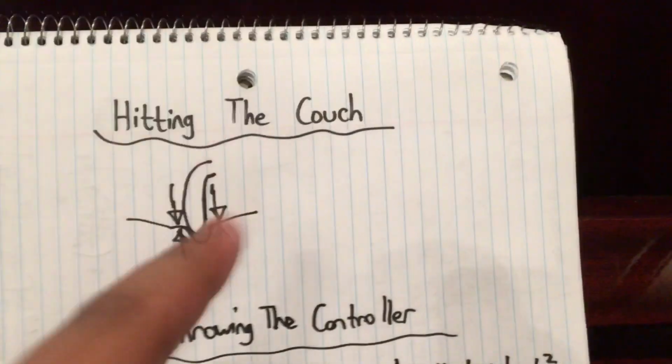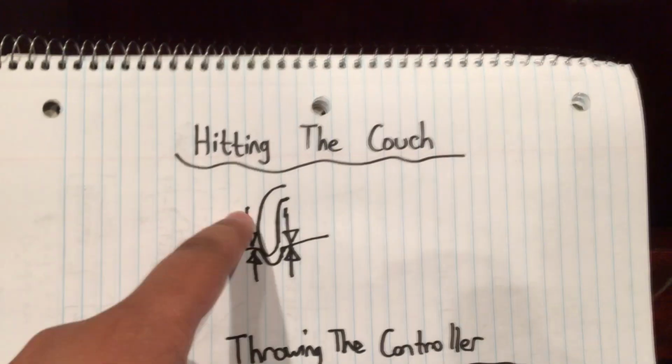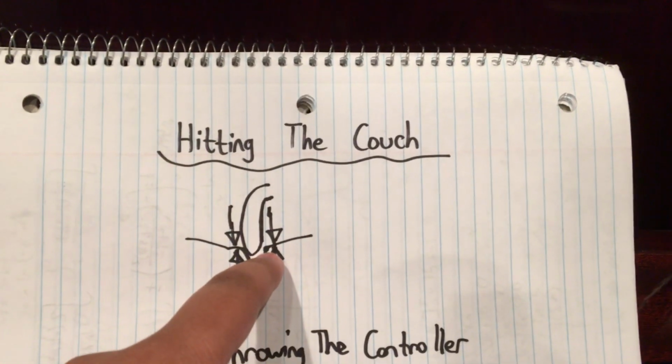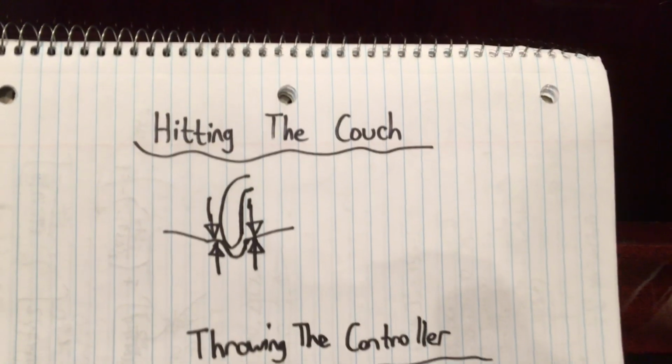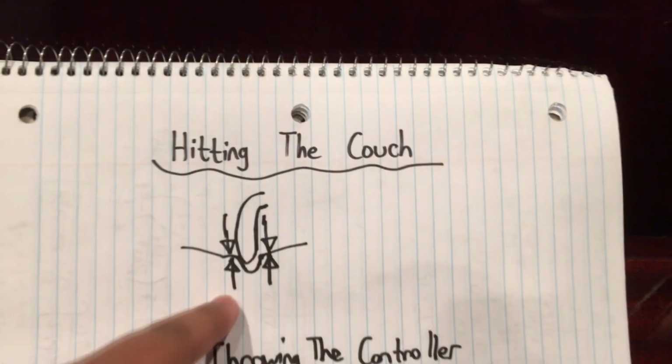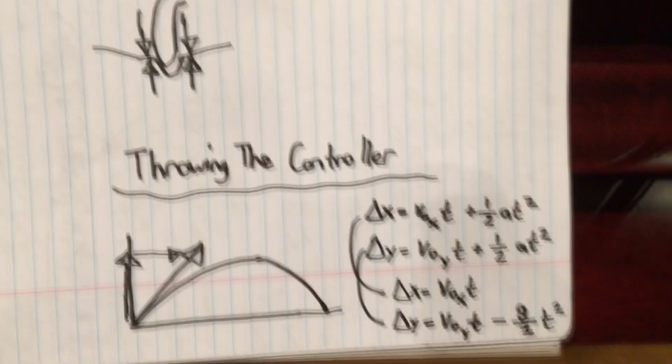So basically, this noodle looking thing represents my arm hitting the couch. This is the force that is exerted on the couch from my fist. To restore itself back to the original position, the couch has to exert a force back on my fist. That's called the normal force.